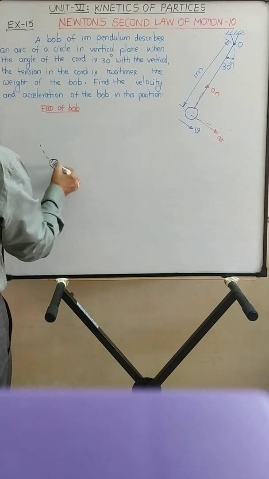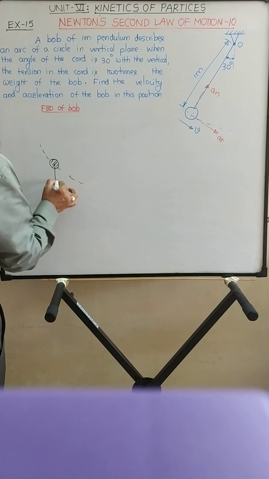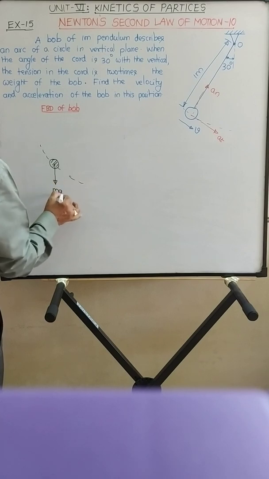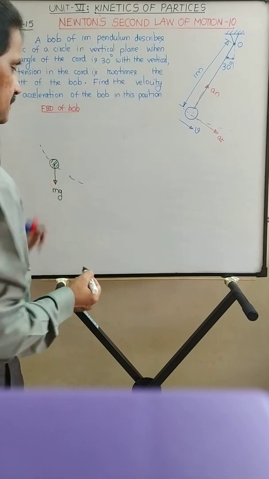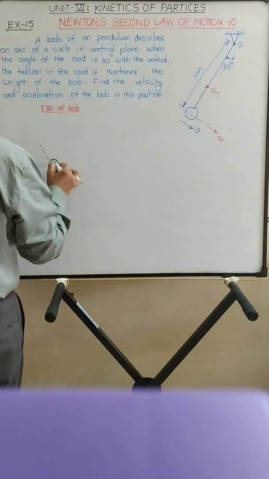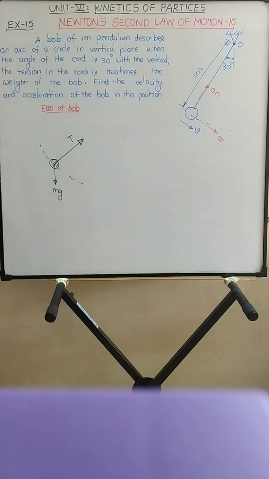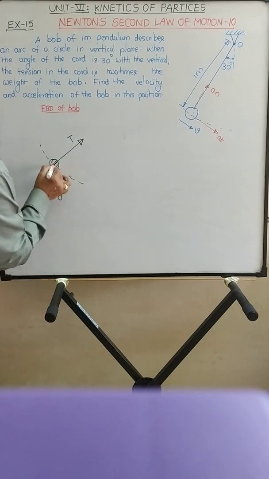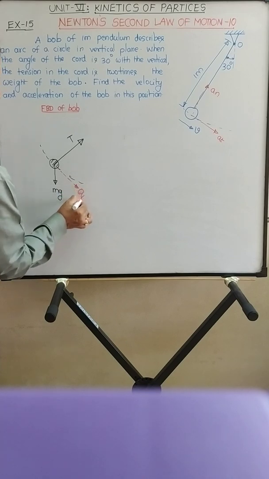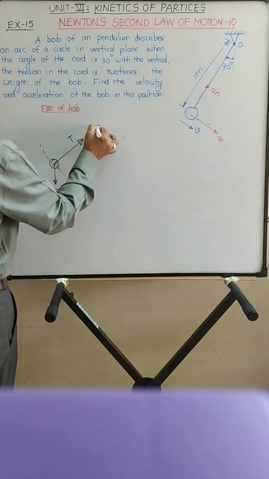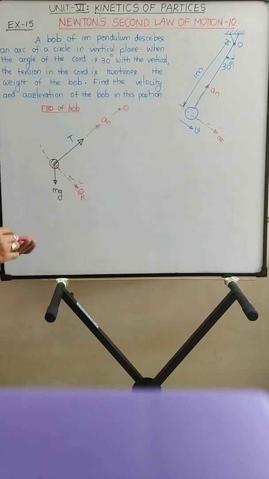So it is moving along a circular arc. So we have the weight of the bob, mg. The weight is not given, the mass is not given, so we are assuming the mass is m. And the tension in the cord, say T, and this bob is having a tangential component of acceleration a_t and a normal component of acceleration a_n. It is directed towards the center of curvature.